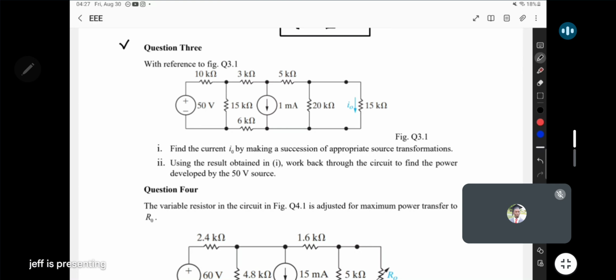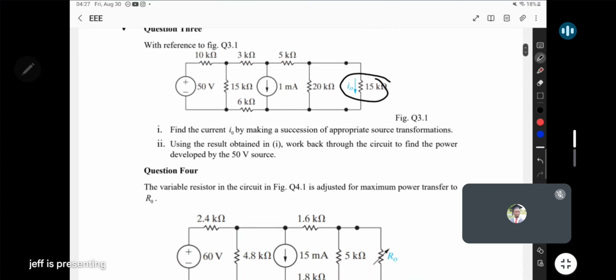Okay, so for this class, we'll start with question 3, part 2, where we're trying to use the results obtained in 1, working backwards, of course, to find the power developed by the 50-volt source. So here, of course, we did a few calculations to find what I0 is. We also found the voltage drop across the 15 kilo ohm resistor. Now we want to work backwards to determine the power developed by the 50-volt power supply.